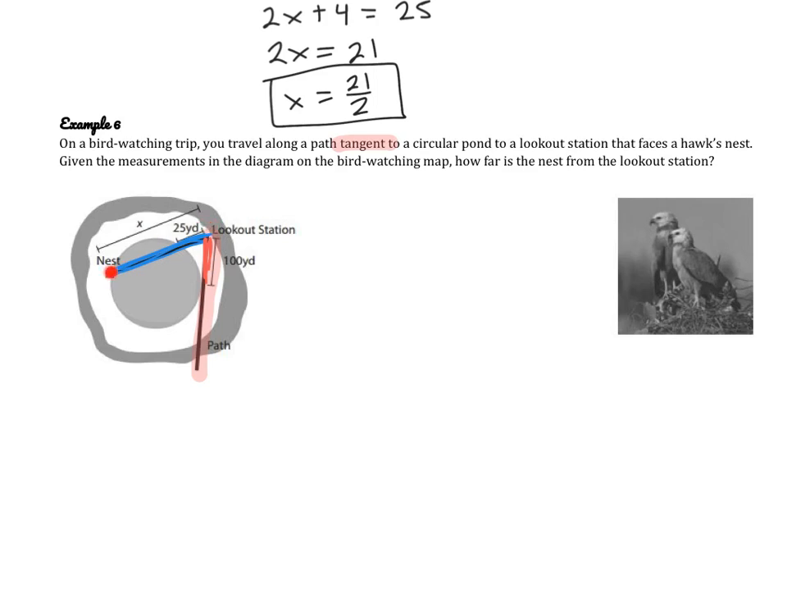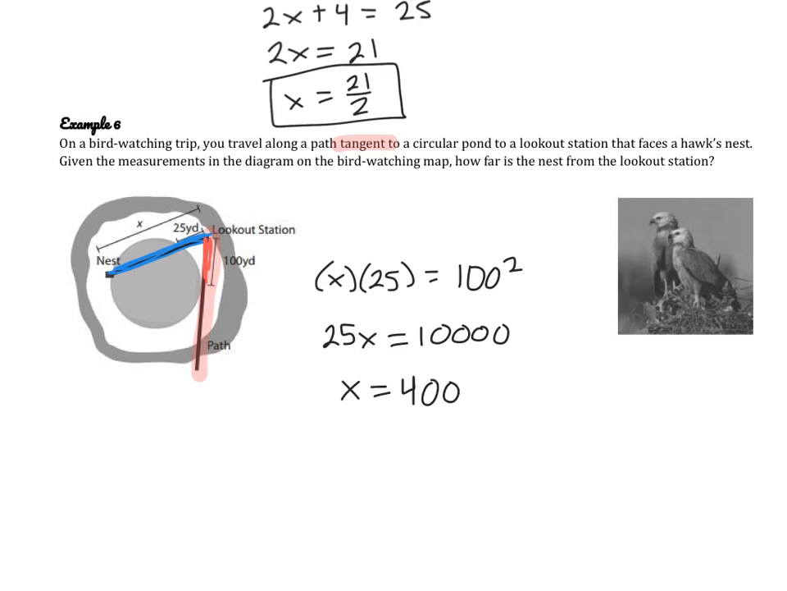So again, we're going to do the total length of our secant, which is labeled as x, times the outer portion of our secant, which is 25, equals our tangent length squared. So that gives us 25x equals 10,000, and that leaves us with x equals 400. So that means that the nest is 400 yards. We'll want to make sure to include the units in our final answer. 400 yards to the lookout station.